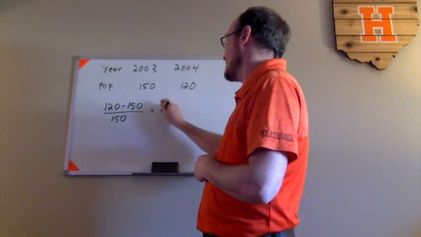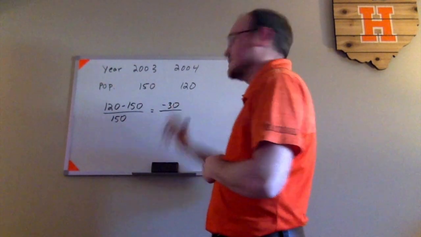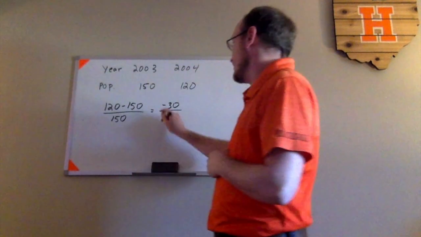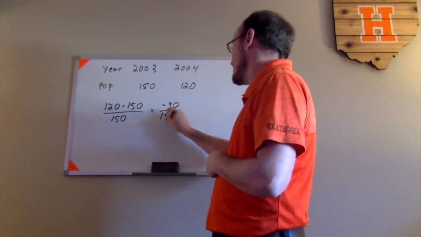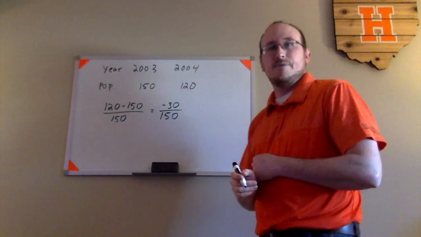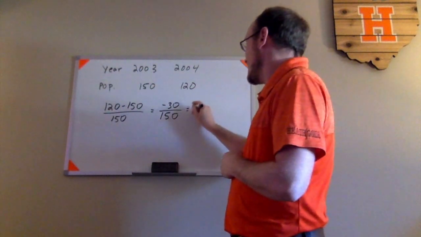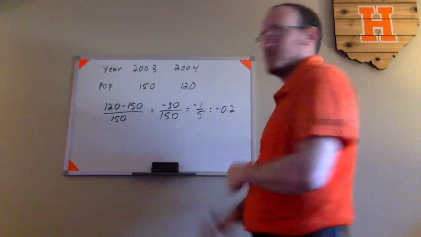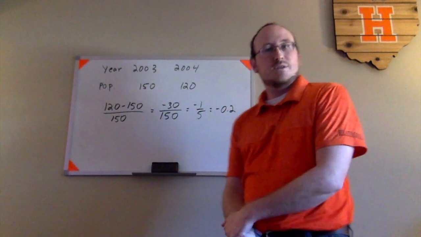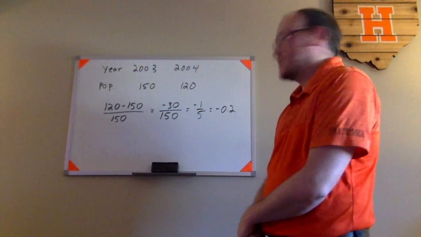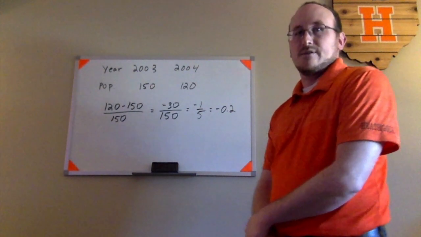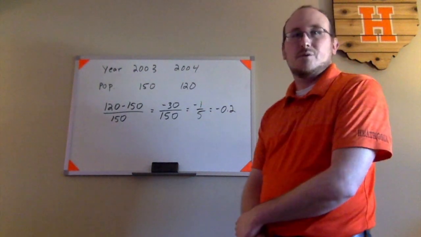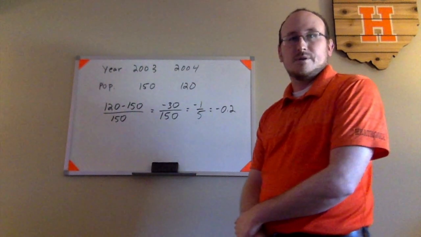So doing that, you get negative 30, so there's a change of negative 30 over the total original population of 150, and simplifying that, we get negative 1/5, or negative 0.2. So we have a percent decrease of about 20% per year, is what that's telling us. Negative 0.2 represents a 20% decrease in the population.